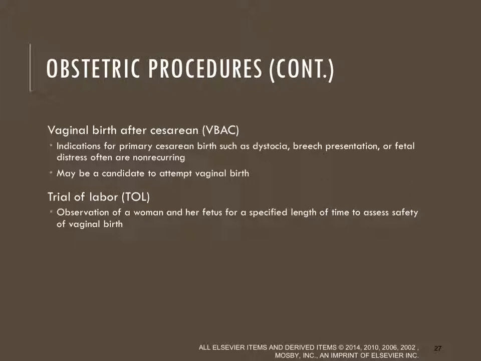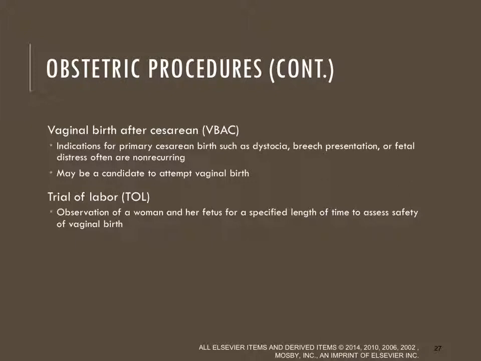VBAC stands for vaginal birth after cesarean. Some of the reasons why they would say yes, you can try to VBAC are that mom had a dysfunctional labor, she had a breech presentation, or maybe there were abnormal fetal heart rates. Maybe for whatever reason there was some fluky thing and this baby had a decel, but when baby was born, everything was fine.